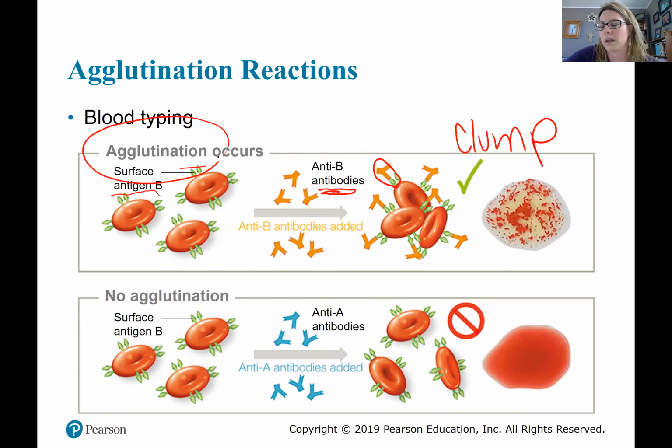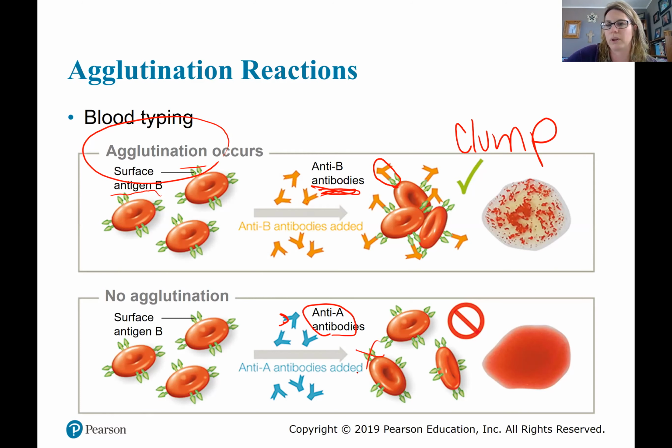So if I were to put blood on a blood typing card and mix it with antibodies for type B blood, it would form a clump. If I were to put my blood on a card with an antibody for type A, which has a different shape there, they're not going to bind together, and there is no clumping. There is no agglutination. And so that's how we would have determined your blood type.